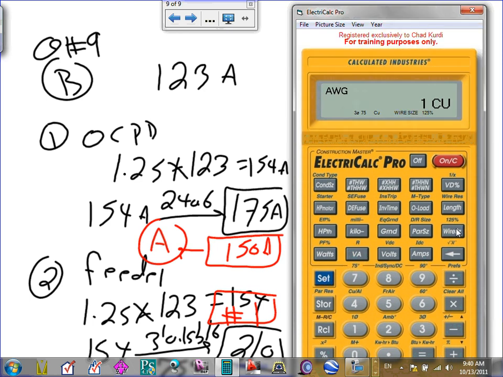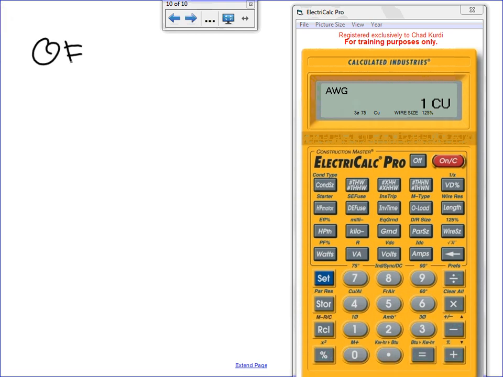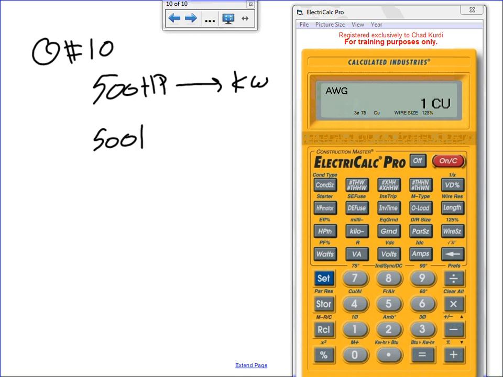Cool. Let's move to the last one, gentlemen, before I give you a quick break here. The last one is a piece of cake. Question number 10 says, convert this 500 horsepower into kW. How do you convert it? You take the 500 multiplied by 746, and what do you get? You get 373 kW. Okay, let's do this on the calculator.